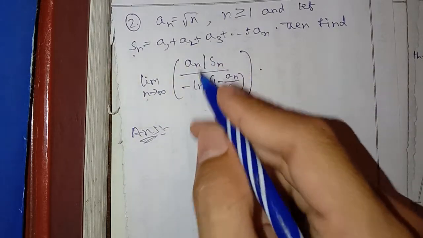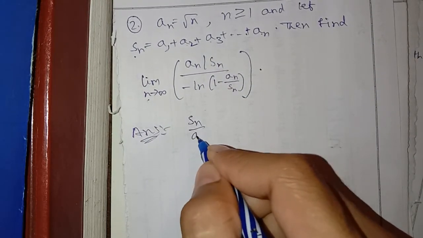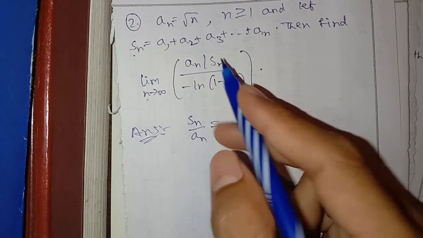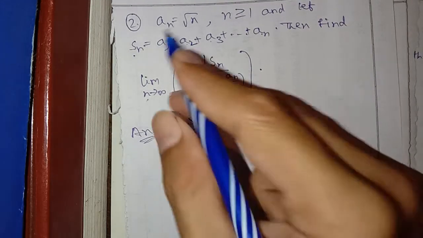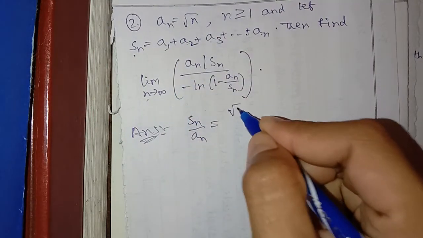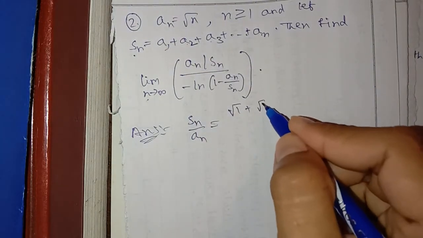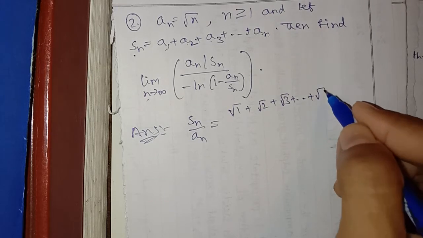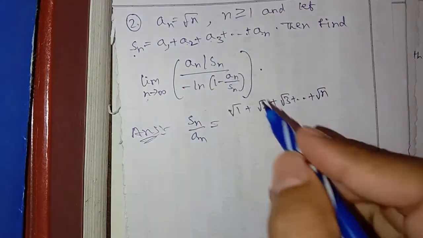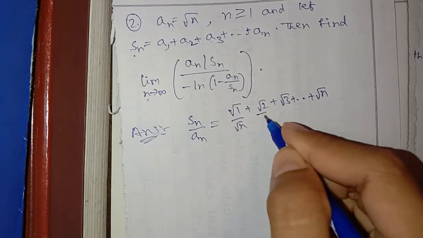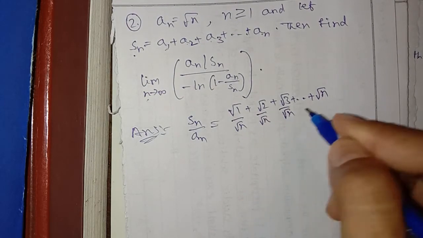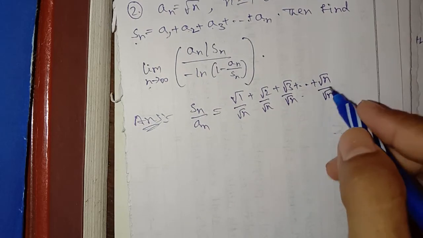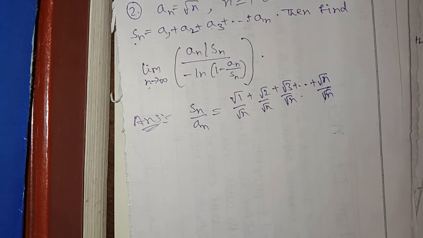Now what is Sn divided by an? Sn means a1. What is a1? In this, root of 1, plus a2, root of 2, plus a3, root of 3, similarly up to root of n. What is an? Root of n, divided by root of n, root of n, root of n, up to root of n. Now this will cancel out and we get 1.